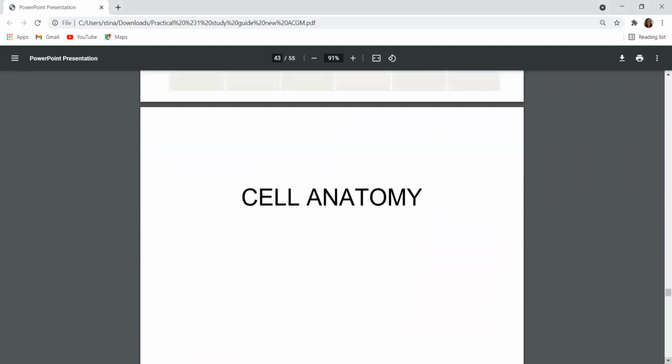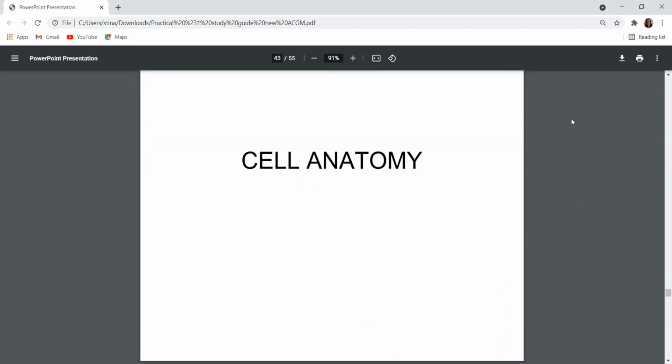And we're going to stop part 3 right there, and part 4 will pick up at cell anatomy.